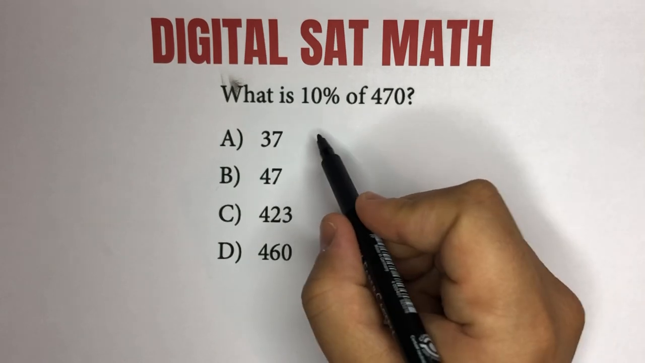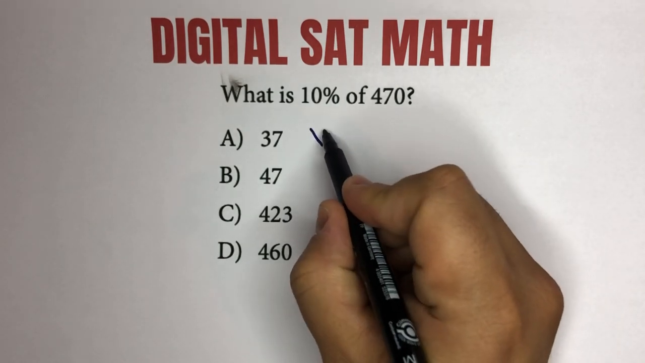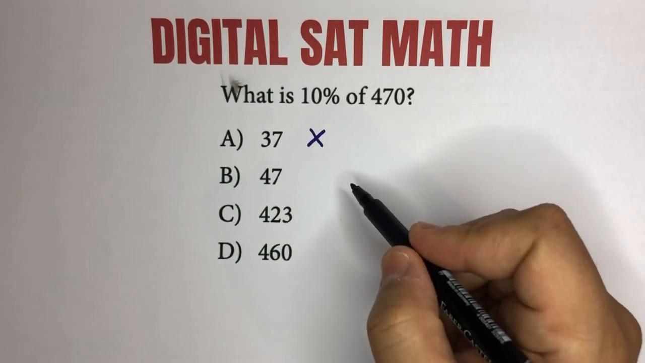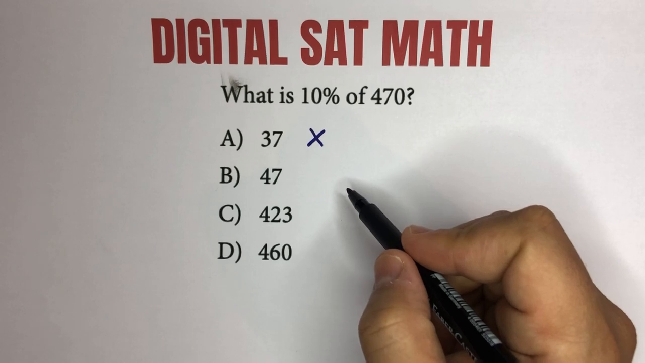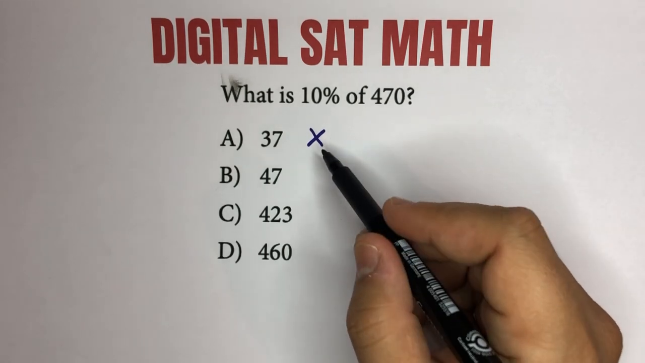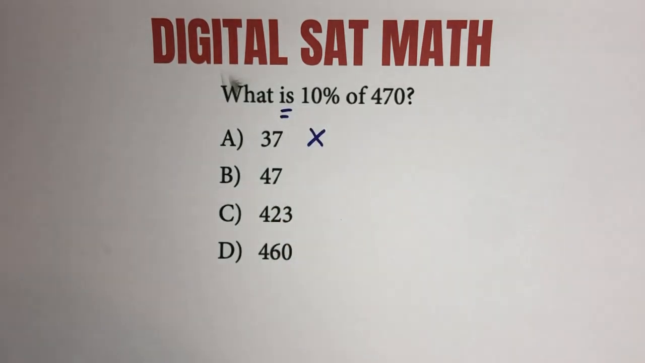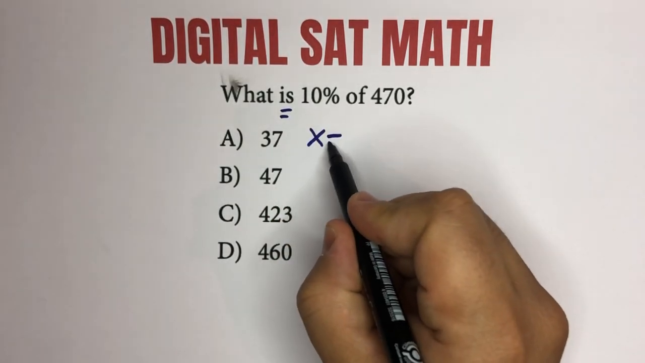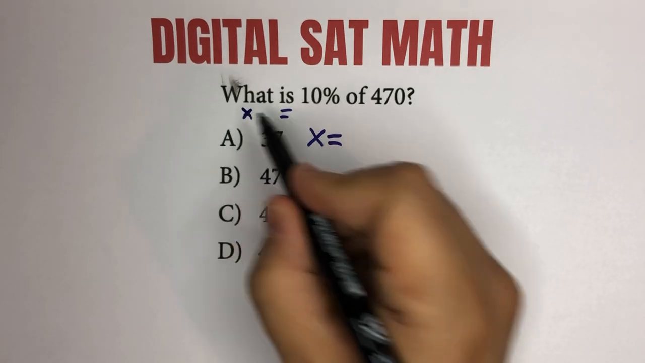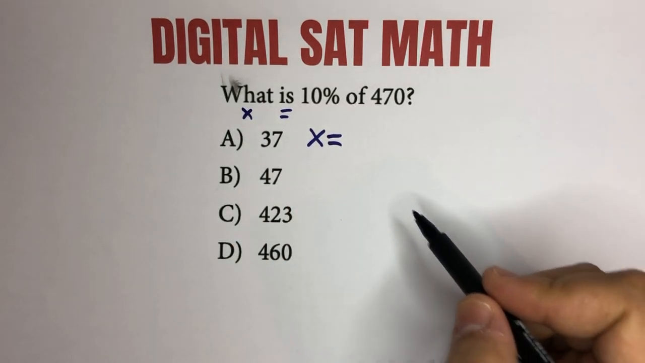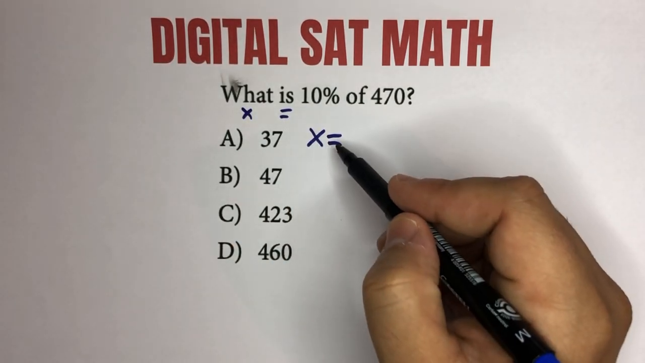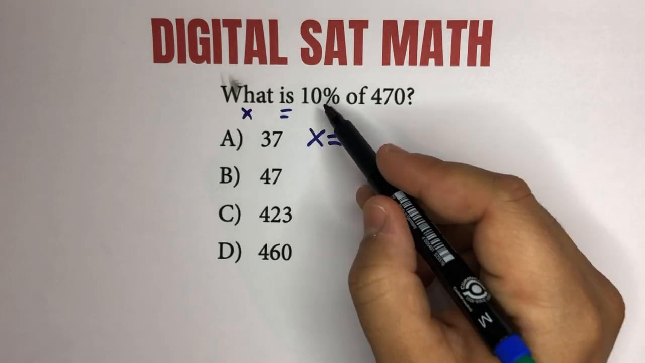In mathematics, when you see "what," we just use a variable. We're going to use the variable x. When you see the word "is," you put an equal sign. So x for the "what," and the equal sign for the "is."